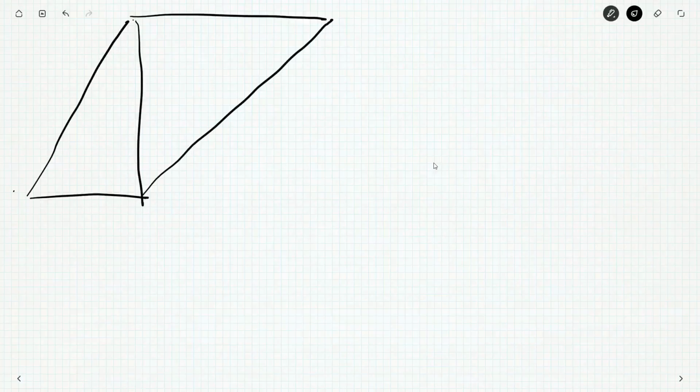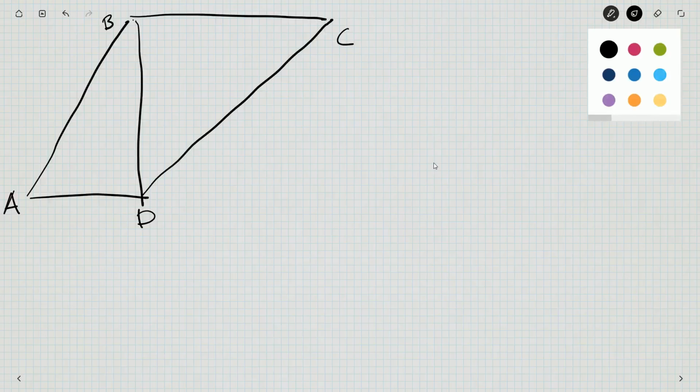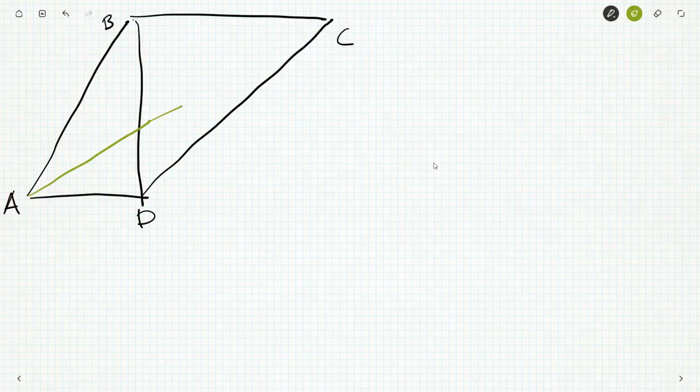Okay, so we have A, B, C is up here, and D is down here. I'm going to highlight the thing that I want, in, I guess, green. We want AC. So a right angle there, and then we have a right angle up here, and we've got 20, 5, and 13.